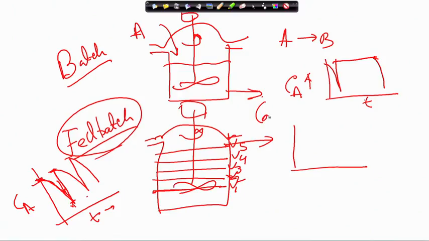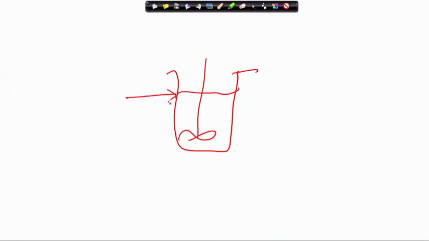Now another reactor, we have the continuous reactor. What do you mean by continuous reactor? Continuous reactor means, suppose this is the reactor that we have here, we have a stirrer. So there is a continuous inflow and continuous outflow.